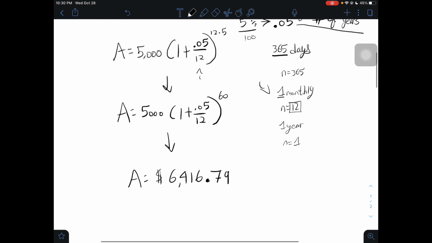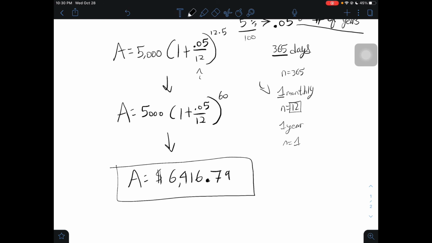We always want to round to the nearest cent, and obviously 79 is the nearest cent. But let's say it was 0.798. The 8 would round this 9 up, and that would give us 6416.8. But again, we cannot just have 0.8. We're not going to go to a cashier and say, I want 0.8 of a dollar. You're going to say you want 80 cents, so you put 0.80. That was just an example. In this scenario, it's just 0.79. So we get our answer as A equals 6,416.79.